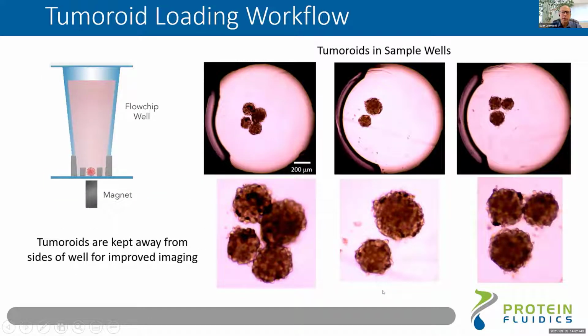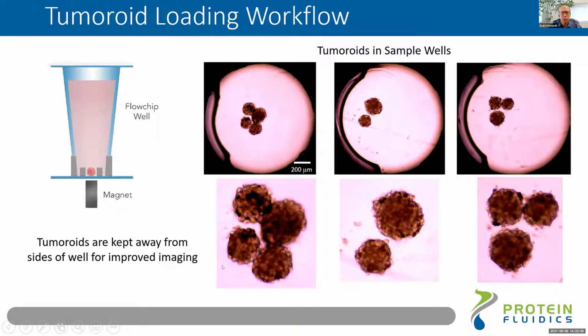And then at the end of it, this is what you're looking at. This is the bottom of one of our microcavity plates. You can see the cross section here, 1.2 millimeter diameter across. With the magnet, it pulls these tumoroids into the center, and that's really advantageous when you want to do imaging of these devices. You can see the nice, fairly uniform size of these.